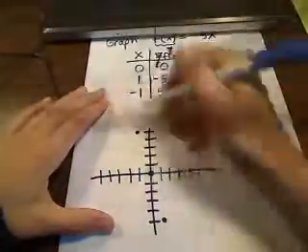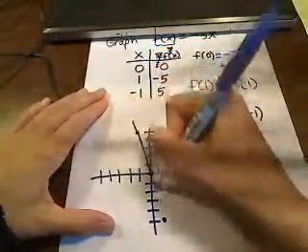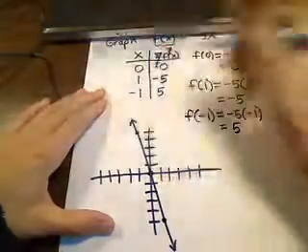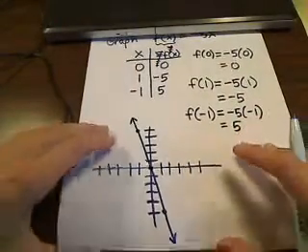Okay, so then we have these 3 points right here, so let's just connect them with a line, and that would be that line. Okay, there's another way to graph these.